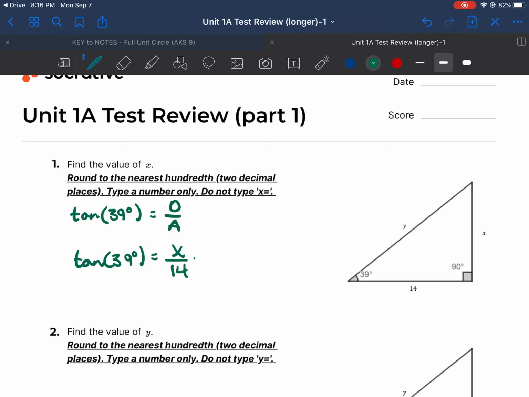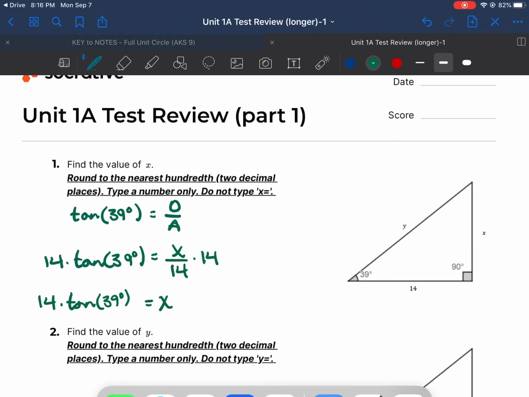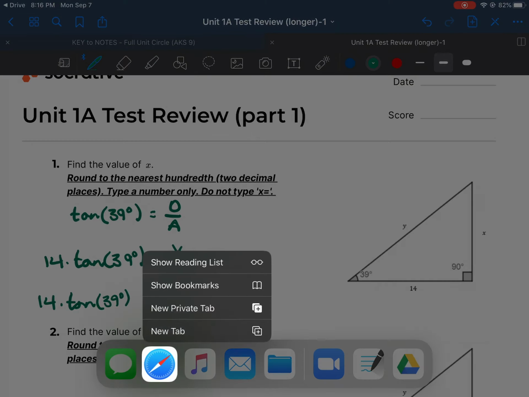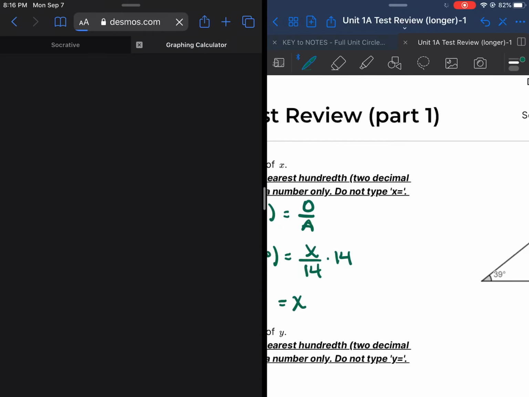And now we can simply multiply 14 on both sides. That's going to tell us that x is equal to 14 times the tangent of 39 degrees. Now let's use a calculator to solve for x here. Remember that since we're working in degrees, to have your calculator set to degrees. I'm going to use Desmos, so let's pull that up.